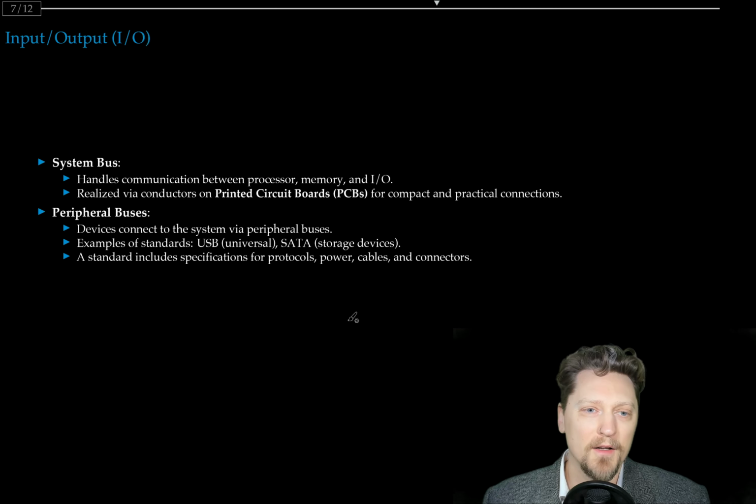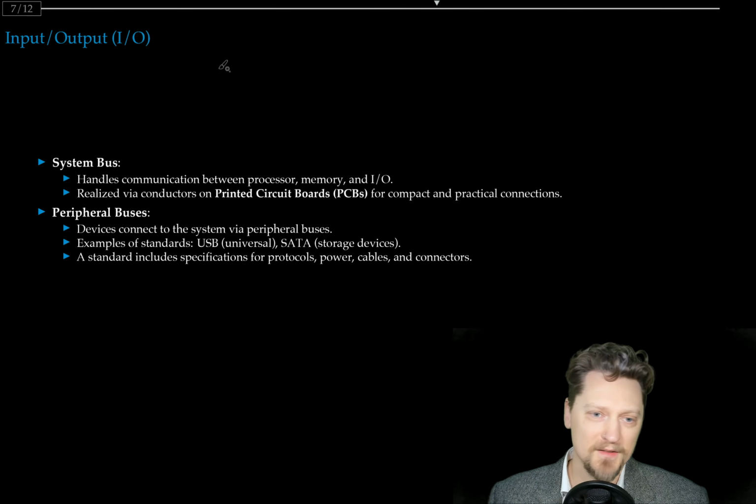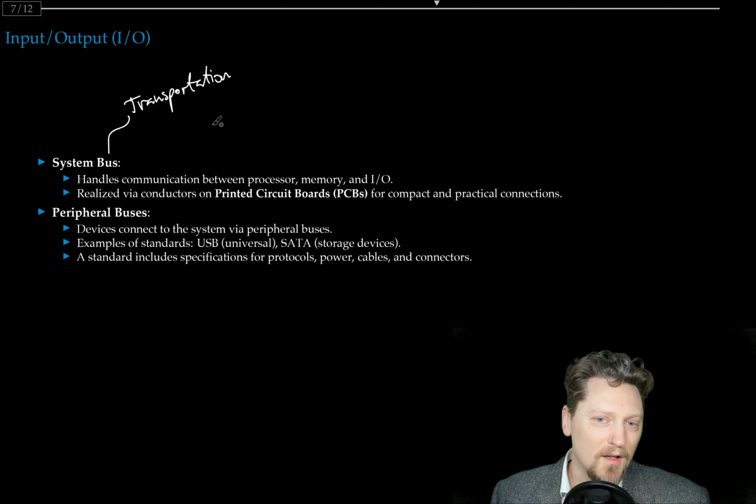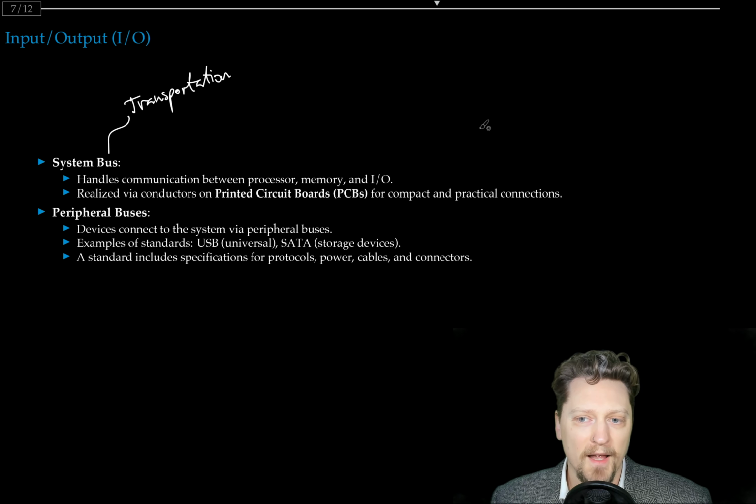So input and output, how do you physically realize them? System bus, and bus is something that is supposed to evoke transportation. Okay, so system bus handles communication between processor and memory and the input and output. It's realized via conductors on a printed circuit board or on PCBs for compact and practical connections. So printed circuit boards are used extensively as the system bus.